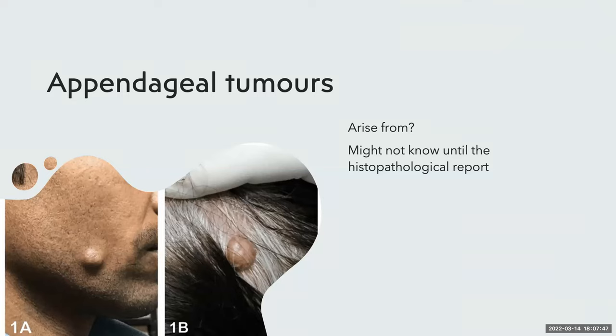So when I put this and I asked arise from where, it's everything that you find attached to the skin. So even nails, you can have tumors that are coming from the nail beds and all that stuff. So all the appendages, hair follicles, sebaceous glands, sweat glands. All these are sources of tumors.